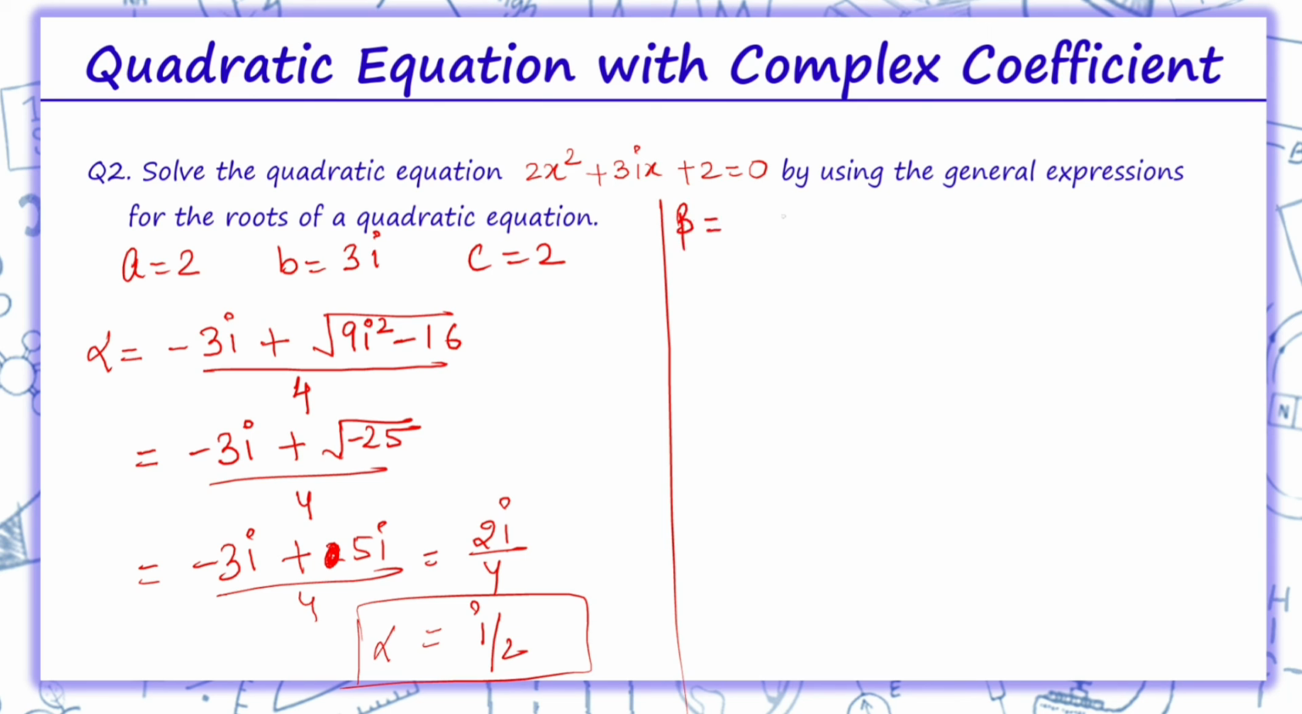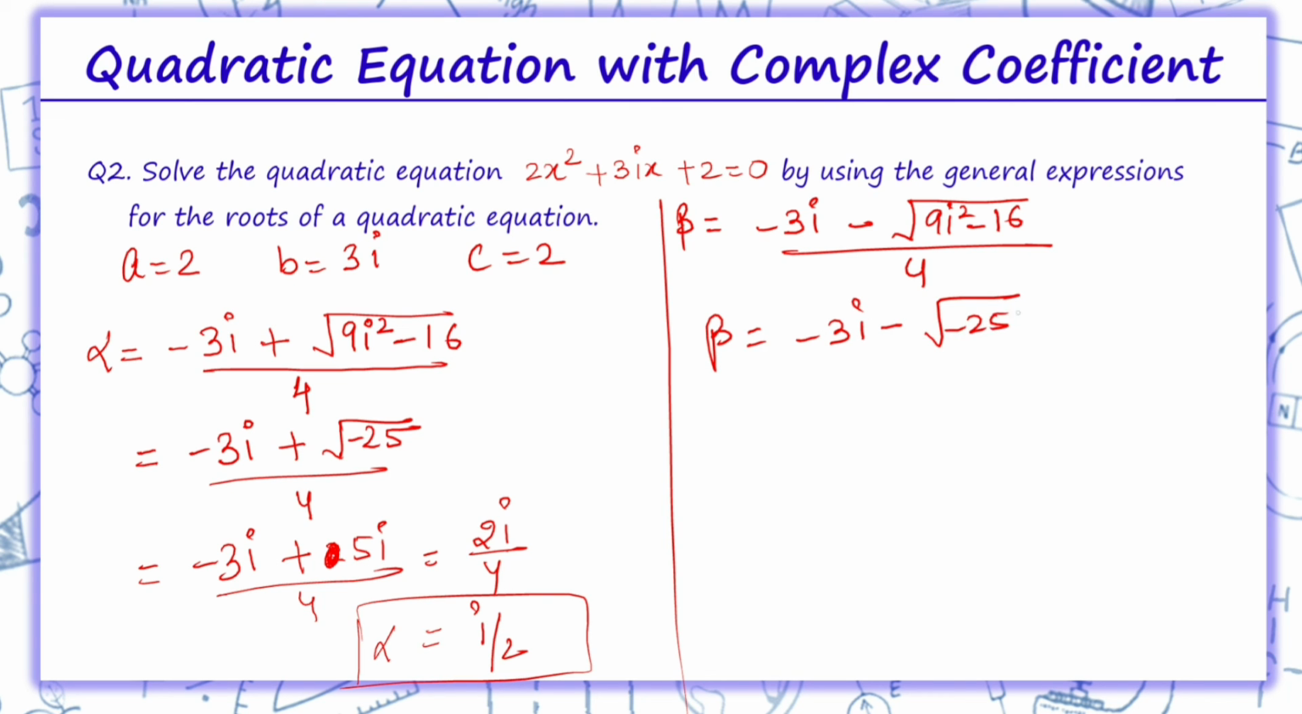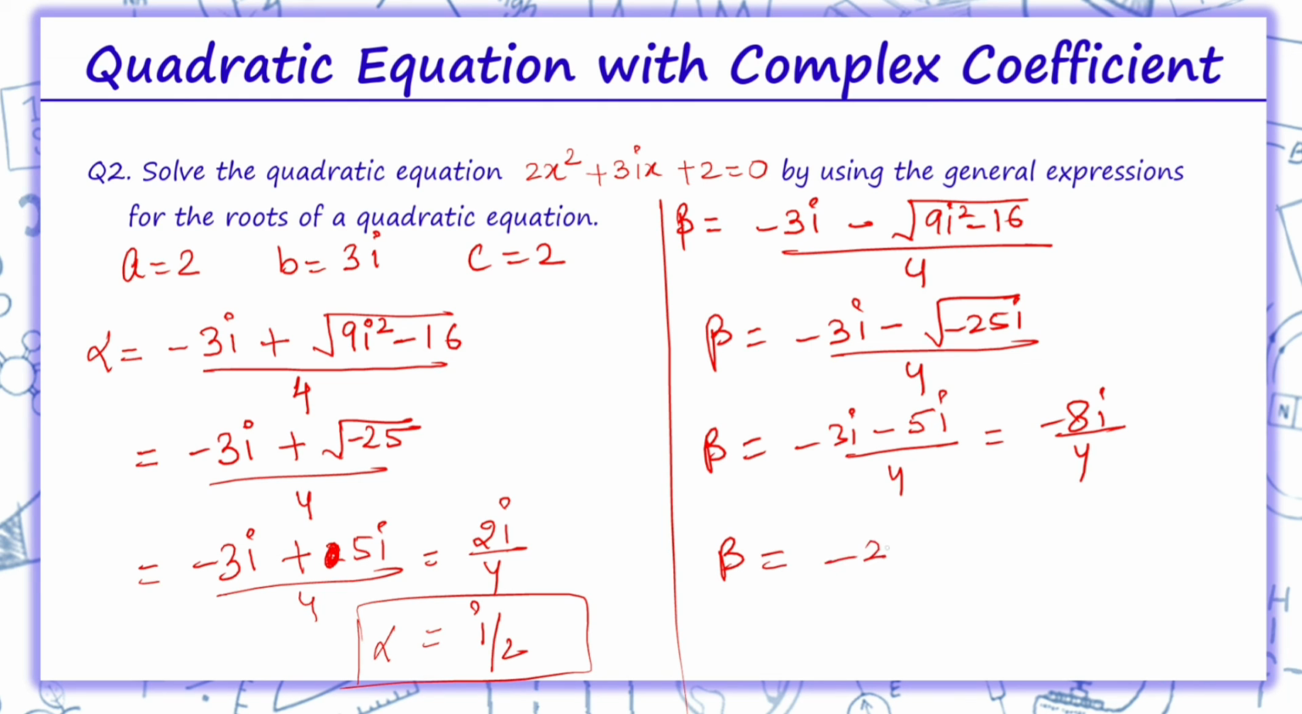Coming on to beta, beta will be again minus 3i minus root of 9i square minus 16 upon 4. So beta will be minus 3i minus 25i by 4. Again the square root of 25 is 5, so it will be written as 5i by 4, which is minus 8i by 4. So this will become minus 2i. So the two roots of the quadratic equation with complex coefficients are i by 2 and minus 2i.